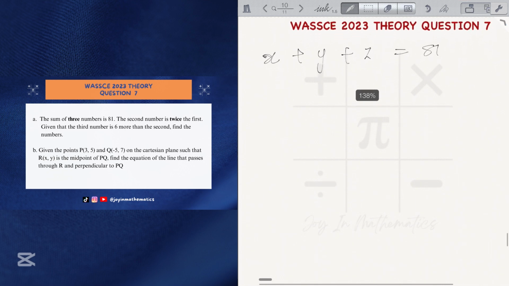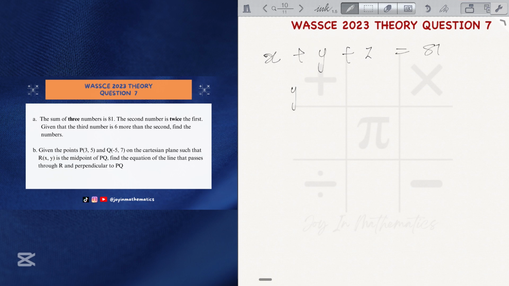Now, if you look closely at the second line, it says the second number, that is Y, is twice the first number. That means Y is equal to 2X. And given the third number is 6 more than the second, if you subtract the second number from the third number, that's Z minus Y, we will have it equal to 6. So we have to find X, Y, and Z. As you can see, we have three equations and three unknowns. So how do we solve this?